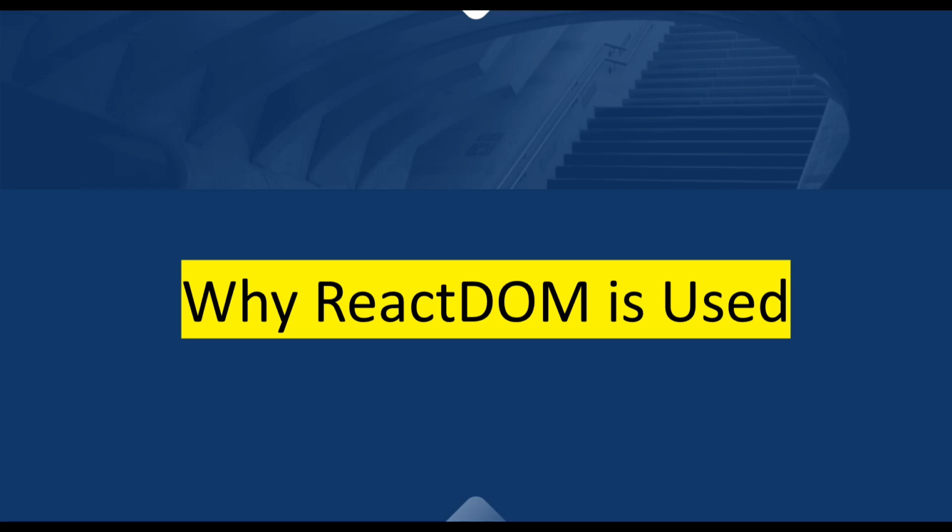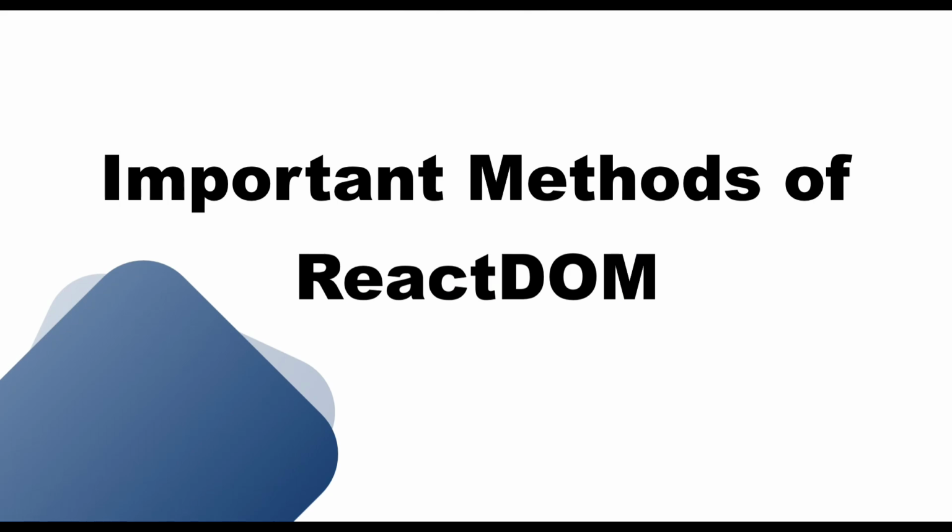Next, we move on to the important methods of ReactDOM. The first is ReactDOM.render. This is how you show your React component on the web page. For example, if you want to display a hello world message, you use this method to put that message on the web page.